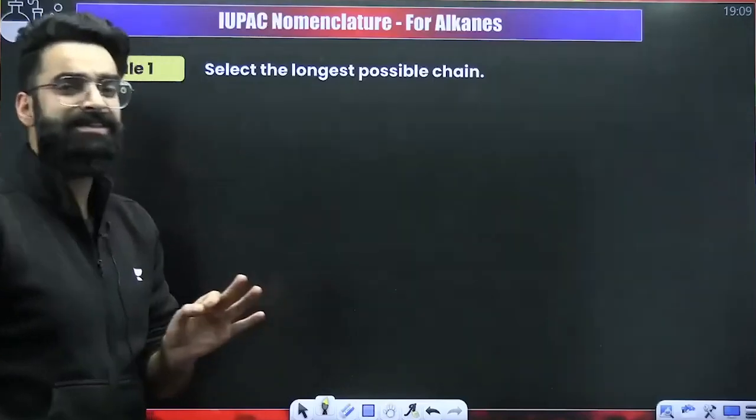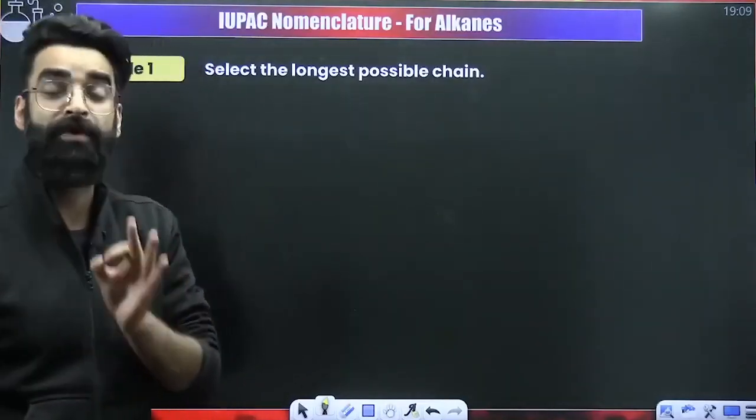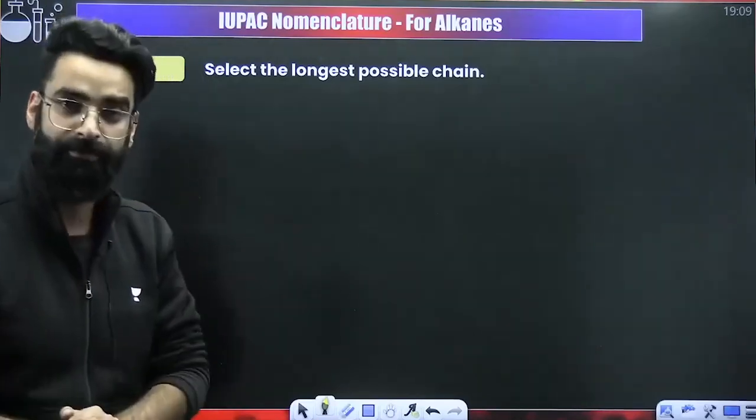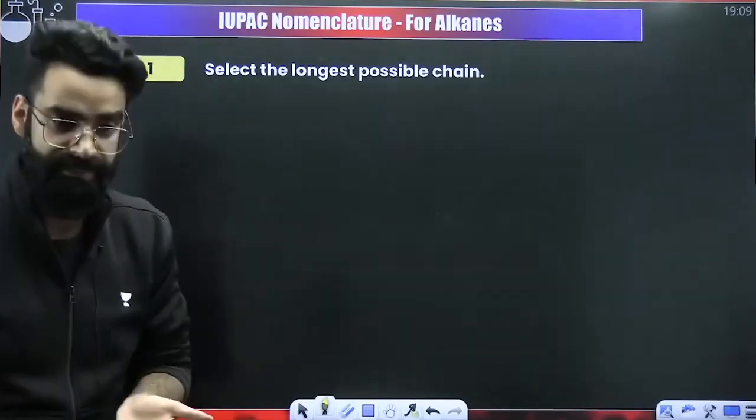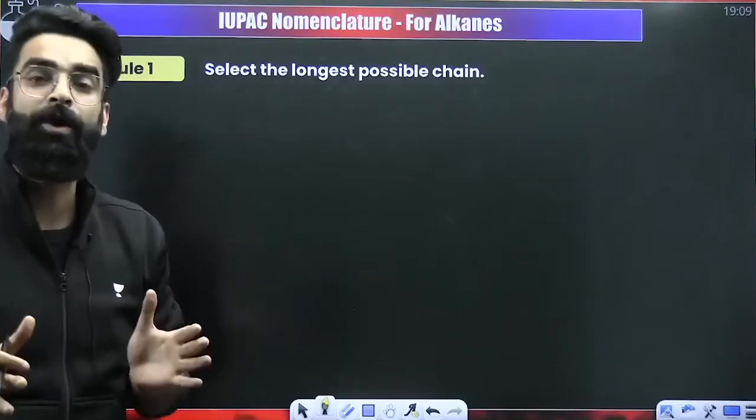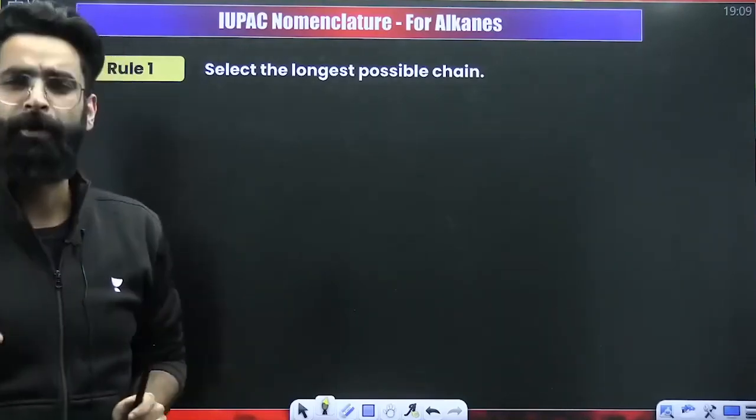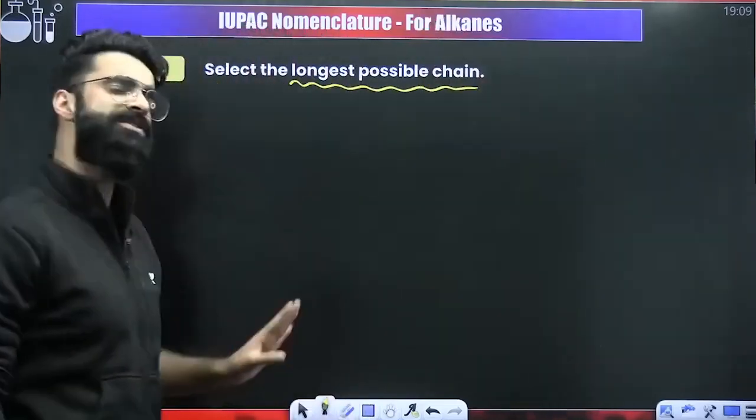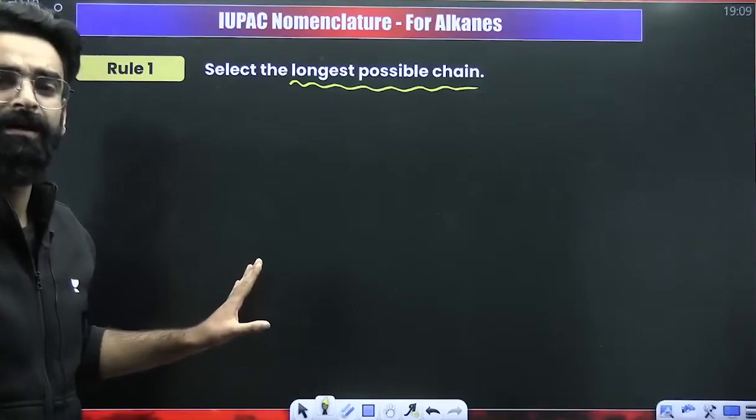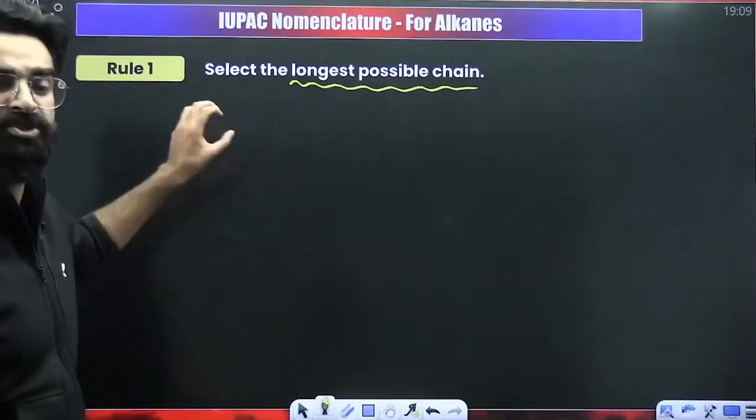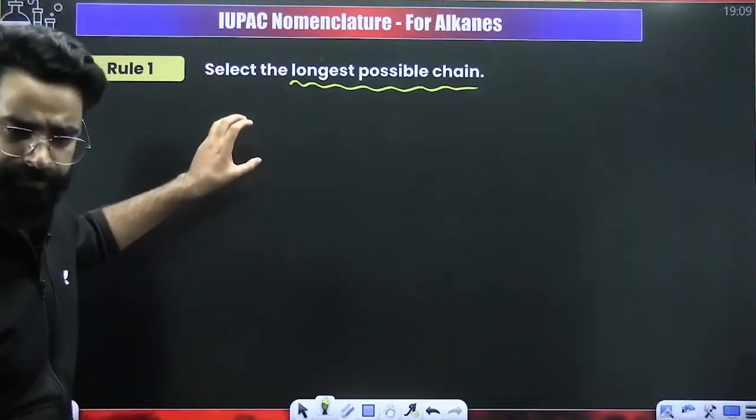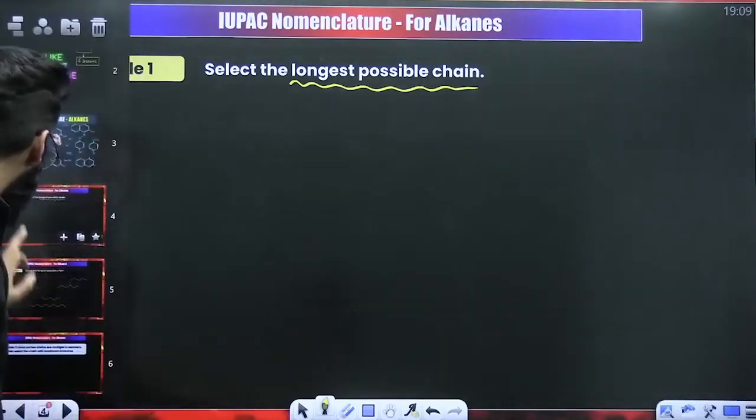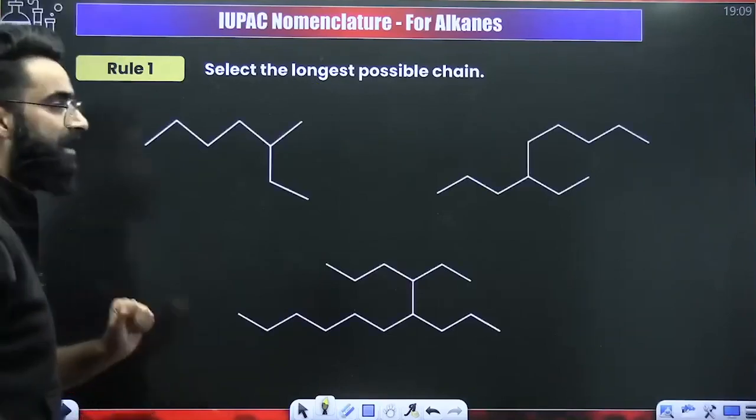My dear students, the first rule which you have to remember from now onwards: whenever you try to name any organic compound, as per new IUPAC, the first and the most important rule is you have to select the longest possible carbon chain. This is the first rule which you are going to remember. Select the longest possible carbon chain. This has to always be your first step, whenever you try to name any organic compound.